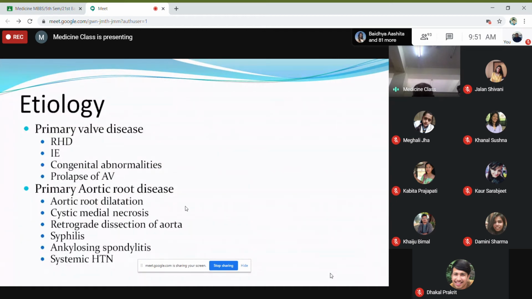Basically, if you look at the etiology, it's rheumatic heart disease, infective endocarditis, or congenital abnormalities or collapse of the aortic valves. But there are a few diseases of the aortic root which can cause aortic regurgitation, such as cystic medial necrosis, syphilis, ankylosing spondylitis, and even hypertension can cause aortic regurgitation. But mostly it's because of rheumatic heart disease.